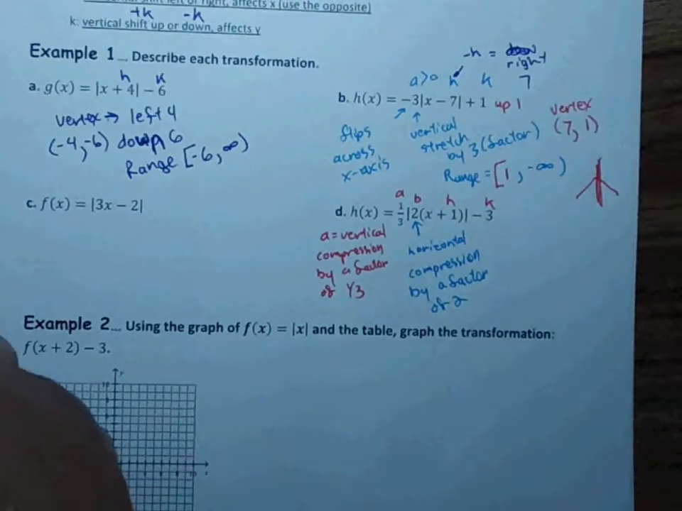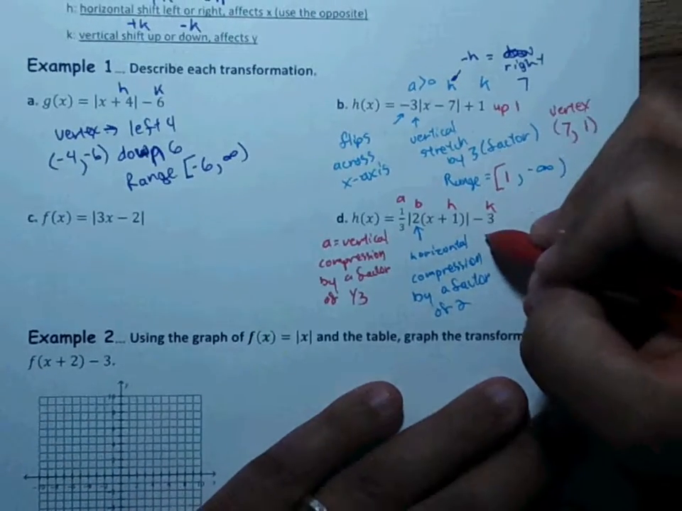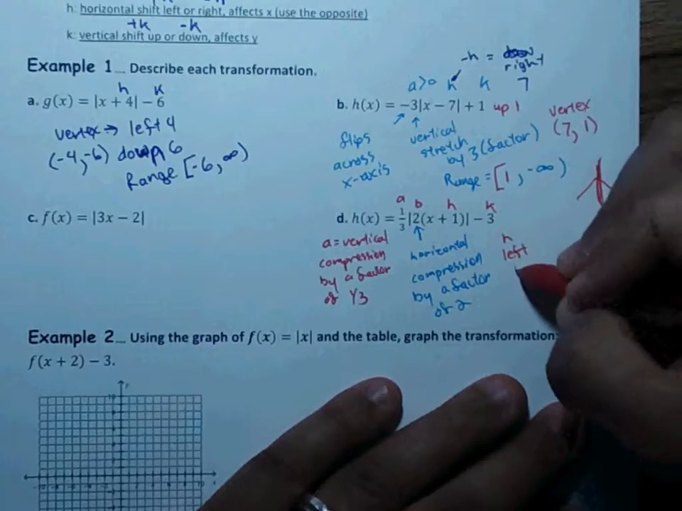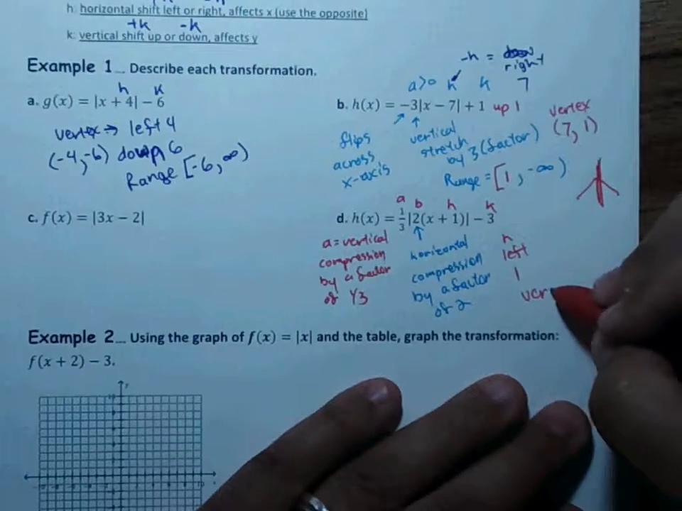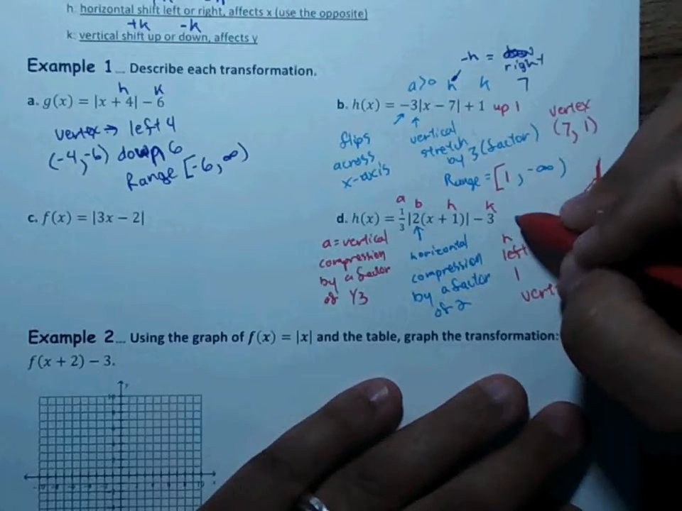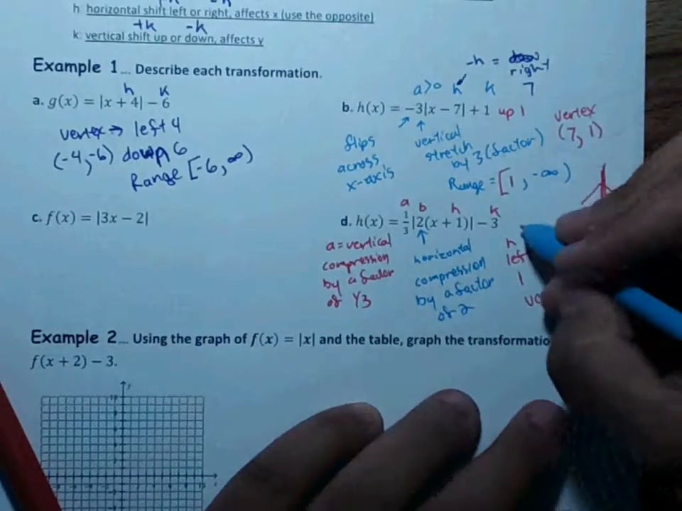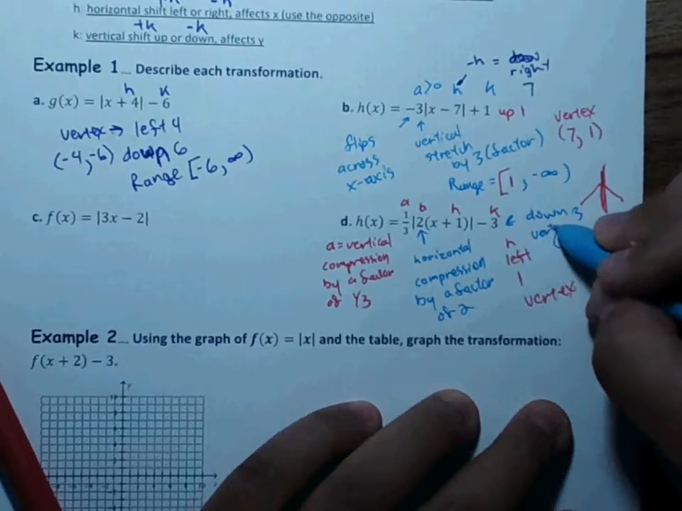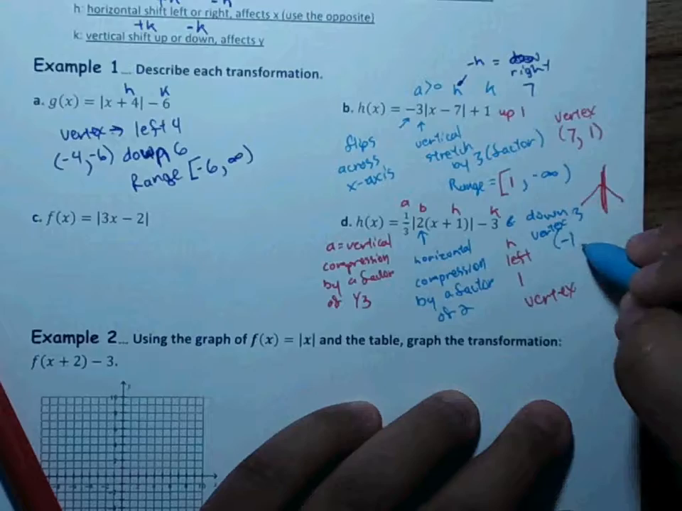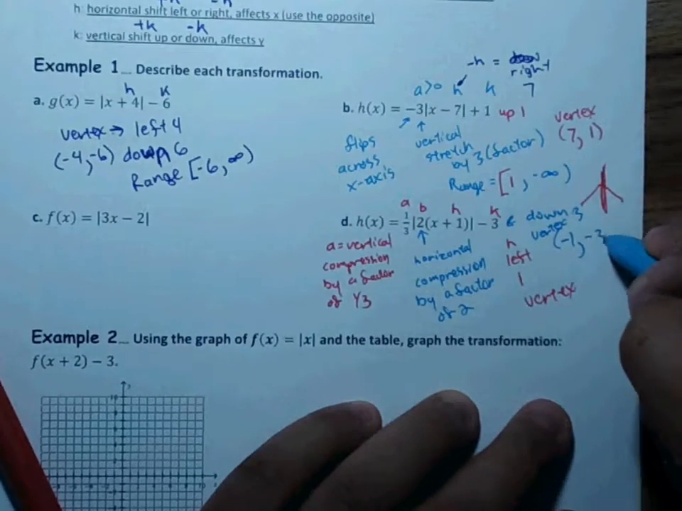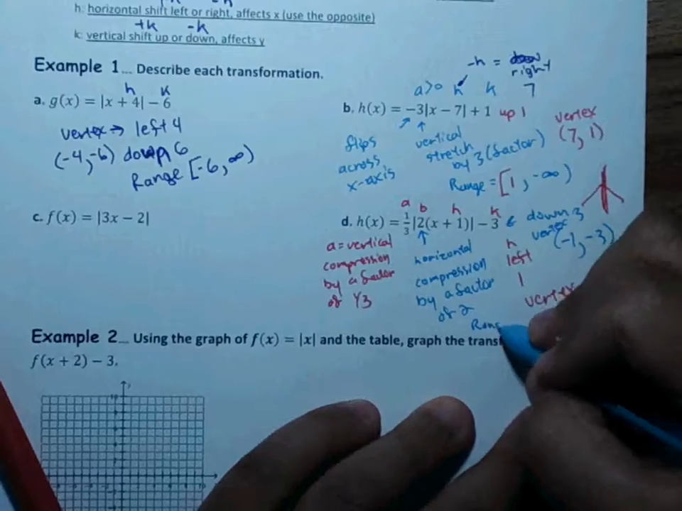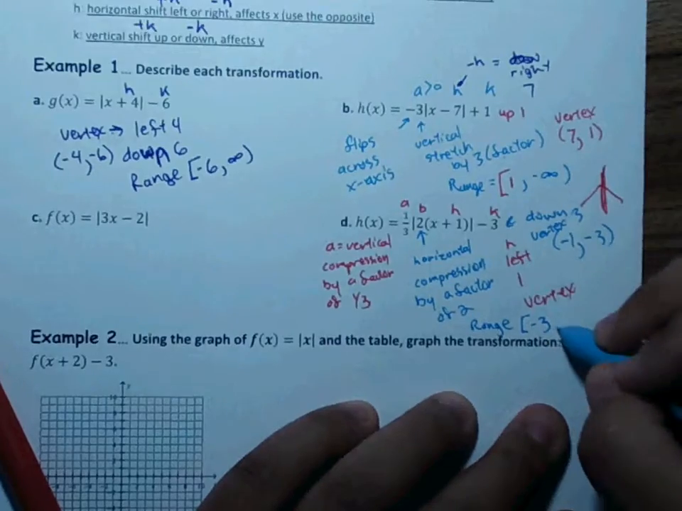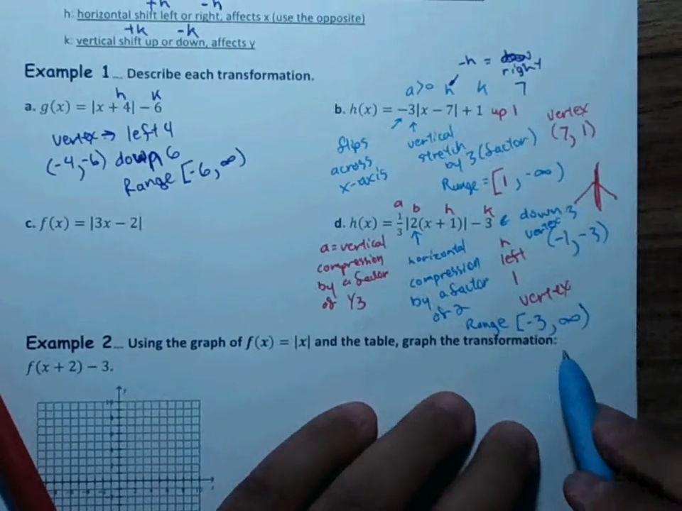Going on to my H. The H is +1, so my H means that we go to the left 1, and that's going to move our vertex. And then the -3 for K means that we go down 3 for our vertex. So the new vertex would be -1, -3, and then our range, because we moved our graph down, is going to be -3, infinity. I didn't flip it, so it's still going to open up.